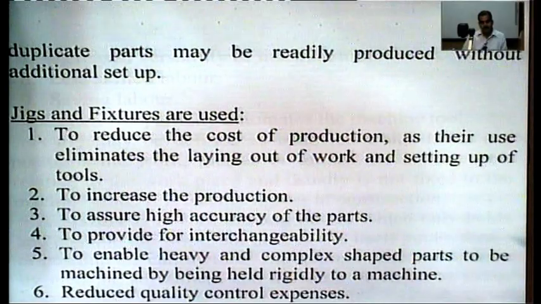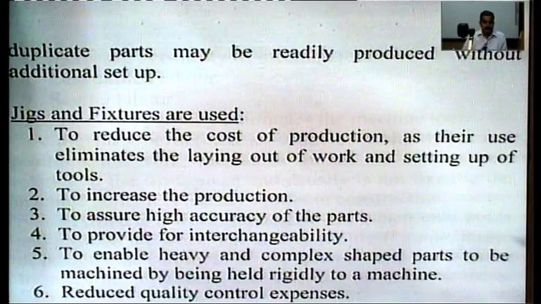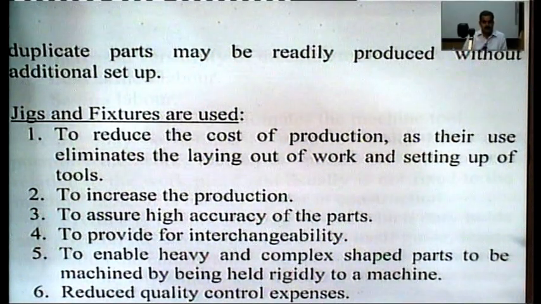Now, jigs and fixtures are used, number one, to reduce the cost of production. When we use jigs and fixtures, these help in eliminating the layout of work and setting up of tools again and again. Once the setting has been done, then production goes on. So, it reduces the cost of production. Secondly, it helps to increase the production.